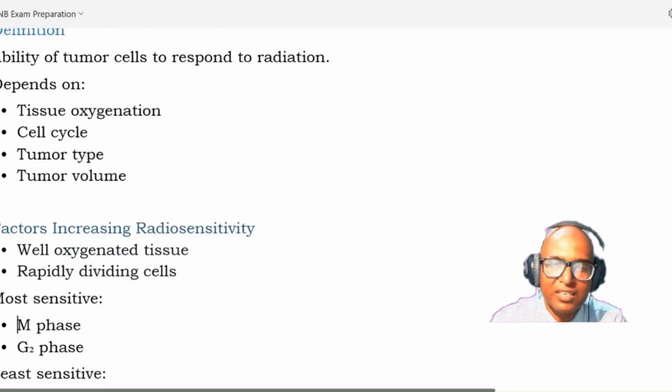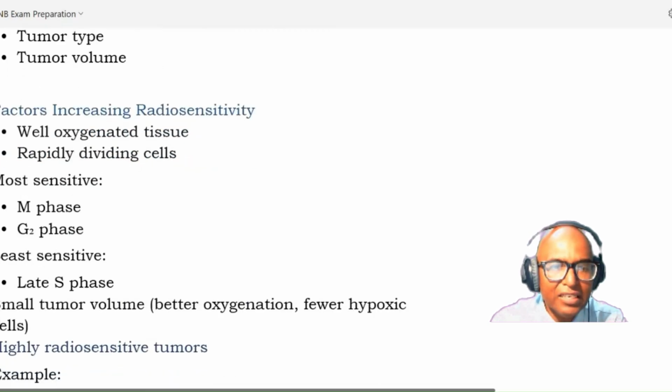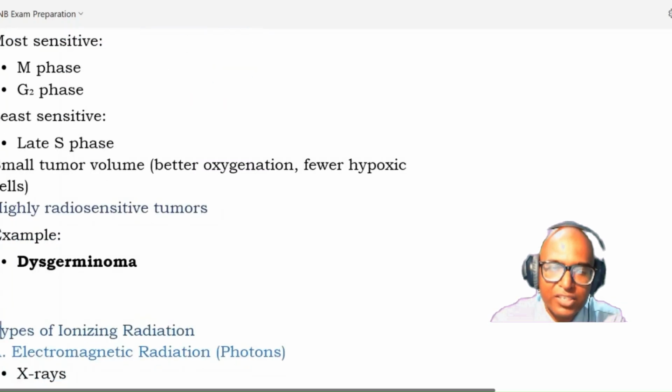And which factors will increase the radiosensitivity? We have already mentioned the OER, so the better oxygenated the tissue, the better the radiosensitivity. Rapidly dividing cells have higher radiosensitivity. The most sensitive cells are those in M phase or G2 phase, and the least sensitive are cells in the late S phase, that is the synthesis phase. If you have a small tumor volume, it has better oxygenation and fewer hypoxic cells, so it will be more sensitive. The highly radiosensitive tumors are the dysgerminomas.